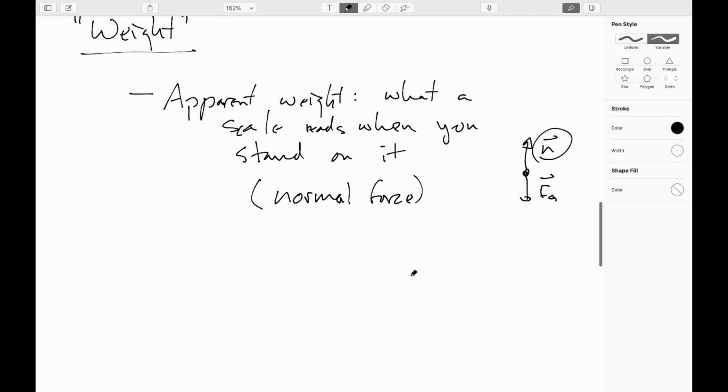The other definition, which is used about 50% of the time, is the gravitational force.